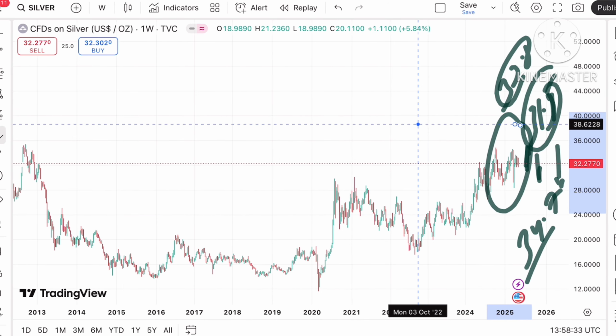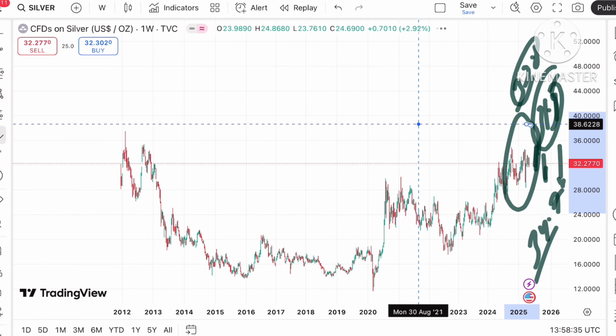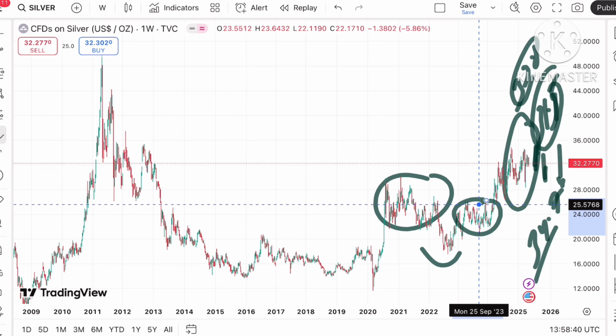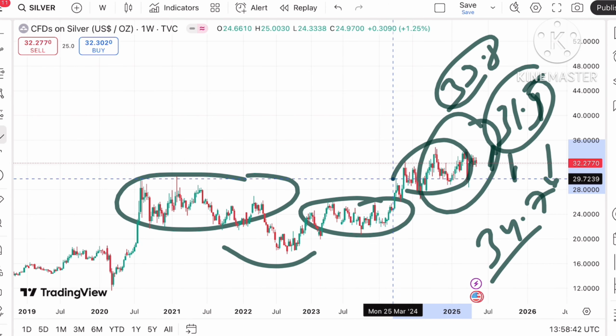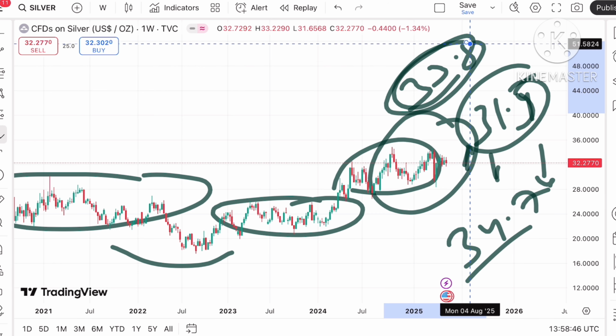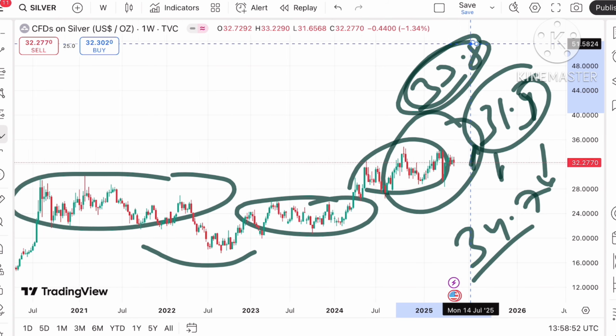But if you look at this trend, silver mostly trades in a zone. So when this zone breakout happens, we have seen there is an upside. So there is a higher chance of going further high if the price sustains above a level of $33.8. But if it starts falling below 31.5, we can see a further downfall.